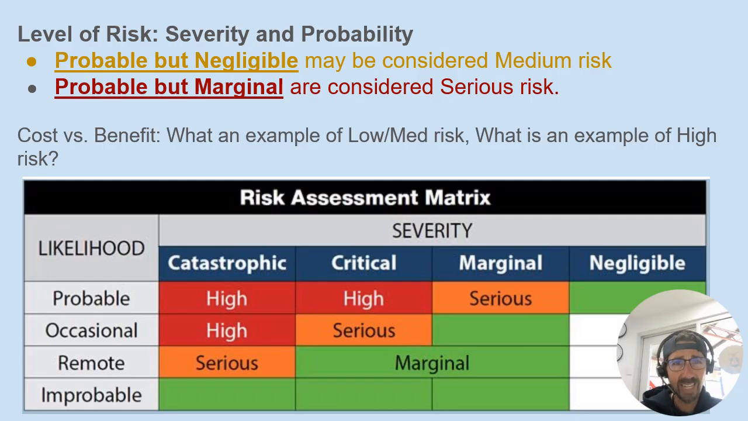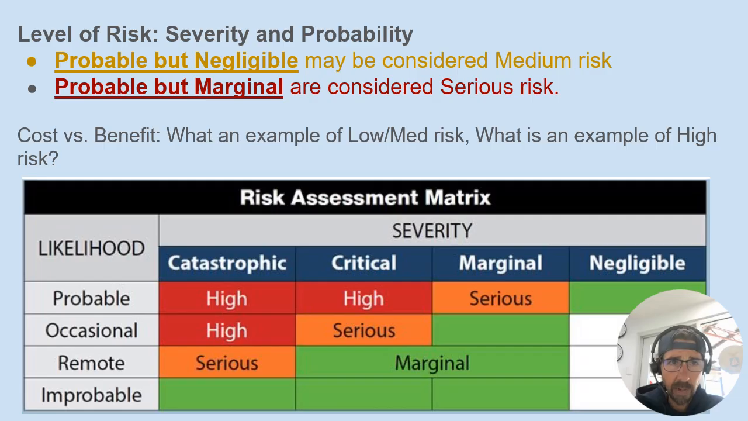A probable and negligible situation, what would be an example of that? That would be something like landing lights out, but it's daytime, right? You go to fly and your landing lights are out, but it's daytime operations, and you notice that those landing lights are out in flight. Do you need to make an emergency landing because your landing light is out during daytime VFR? No. And then you have the cost versus benefit.